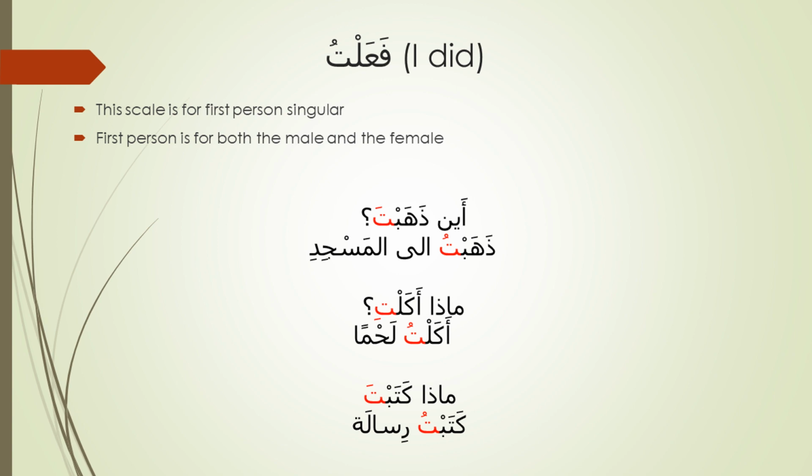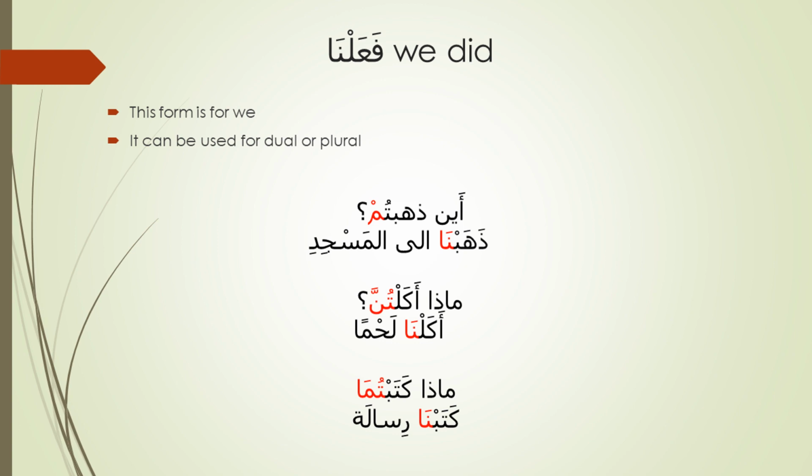Then the last of our scales is فعلنا. What have we increased it by now? The nun and the alif. So we have fa'ala plus nun and the alif. Fa'alna, we did the action. Okay? Is this for 2 people or 3? Me and you did the action, or all of us did the action? Anything more than 1.